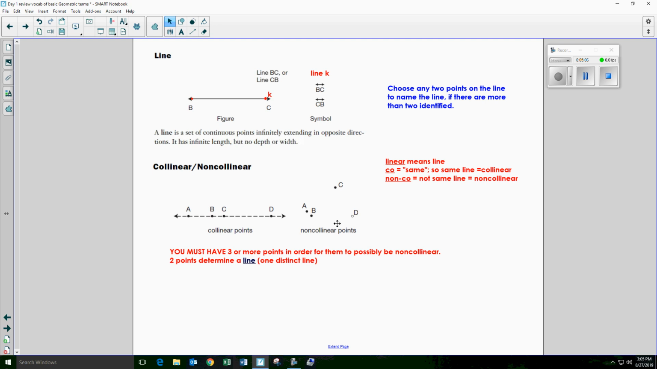The minimum amount of points that can be non-collinear is 3. That's what it says right down here. You must have 3 or more points in order for them to possibly be non-collinear. If you only have 2 points, that creates a line automatically. 2 points determine a line. One distinct line. Distinct means different. Okay, so these 2 points make a line. AC makes a line. DA makes a line, etc. But you need to have 3 or more for it to be non-collinear.